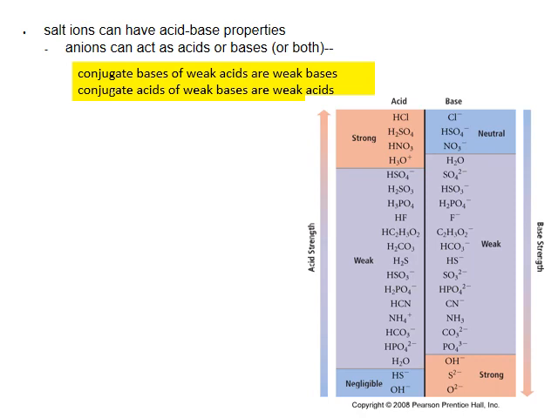This table shows acids and their conjugate bases. We're talking about, in this section, the weak acids and bases. An example of an anion that is a base is fluoride. An example of an anion that is an acid is hydrogen sulfate. An example of an ion that is both is hydrogen carbonate.